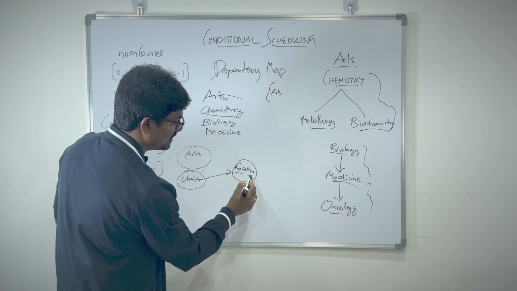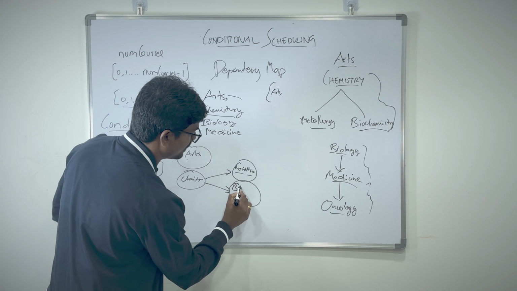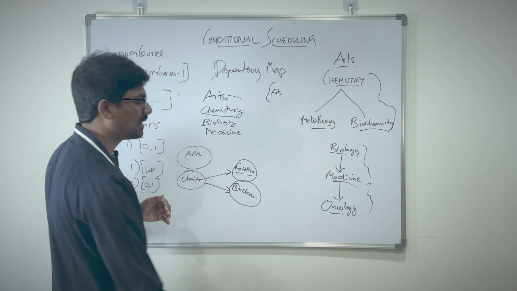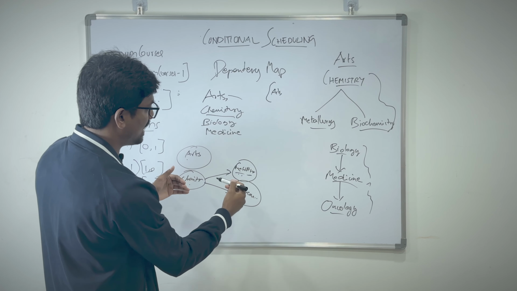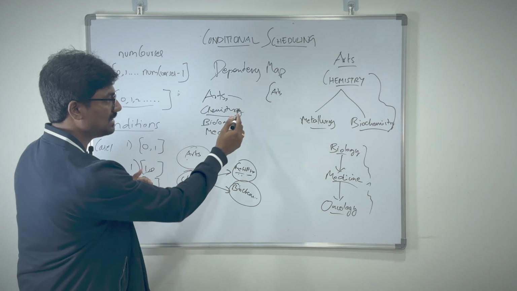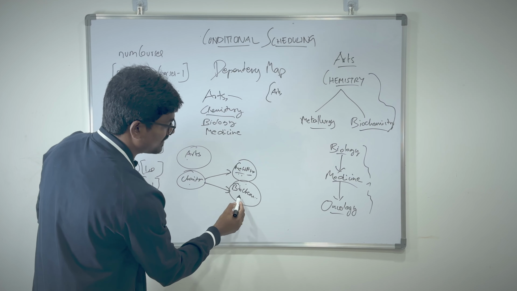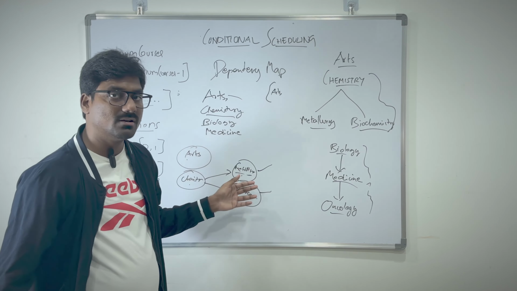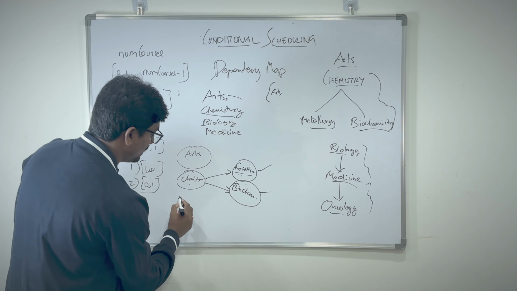So you will reach metallurgy, and then there is another child here which is biochemistry. From chemistry you reached metallurgy, and since there is another child in the list in the dependency map, you again come to biochemistry and then say these two are visited as well. So we are done with chemistry. Now we are coming to biology.